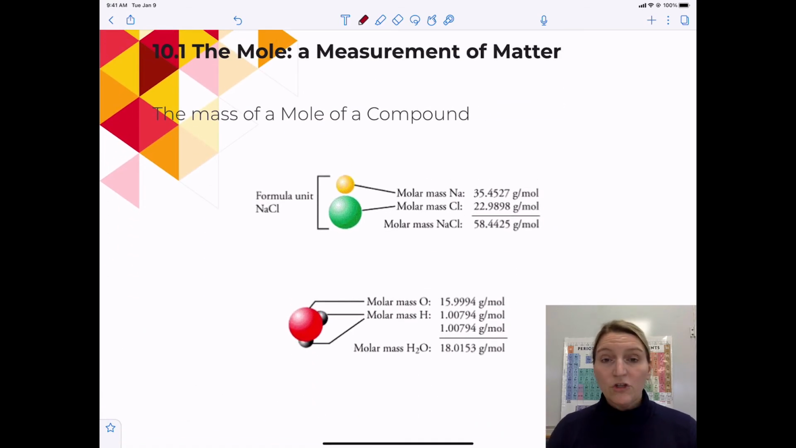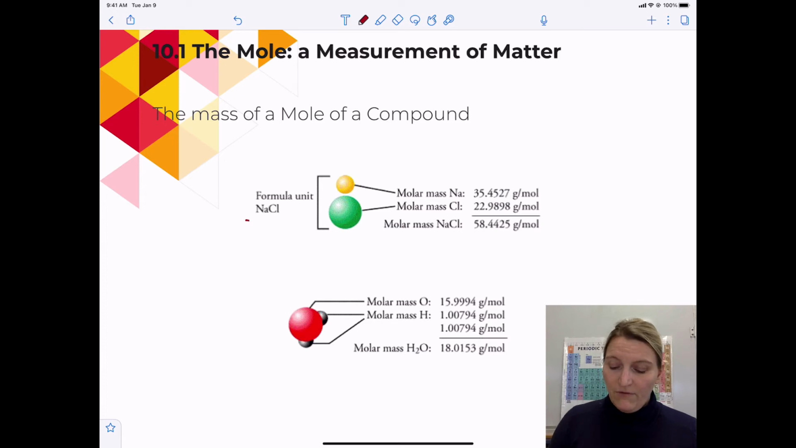Now we just did that for two elements, tungsten and lead, but most of the time in chemistry we're working with compounds. So now let's take that idea and make it into compounds. So we just add up the molar masses of the particular elements.